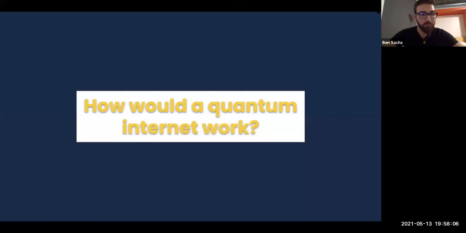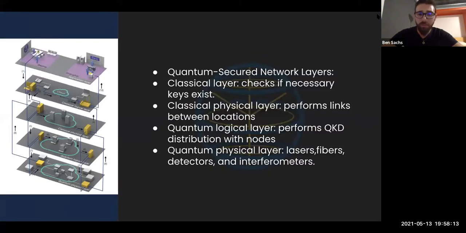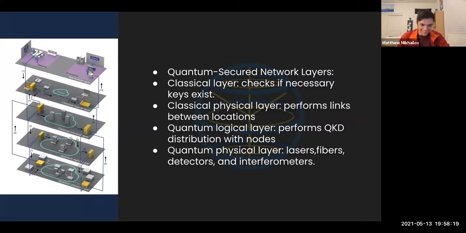And the last thing we're going to talk about is how a quantum internet would work. I think Matt was going to talk about this slide, this crazy picture that I'm not even sure I understand. So go ahead. Yeah, if you can see that diagram, it's got quite a few layers: an application layer, classical logical layer, classical physical layer, quantum logical layer, and quantum physical layer. And yes, onions have layers, ogres have layers.